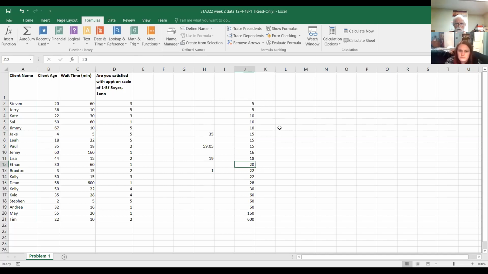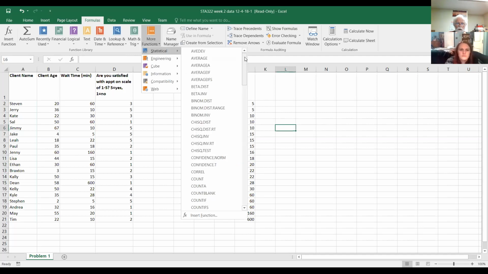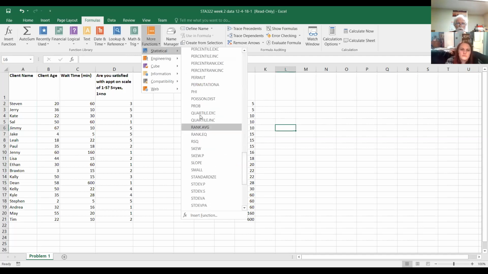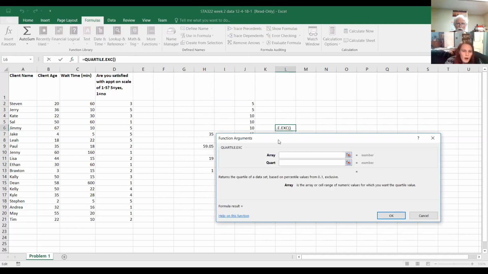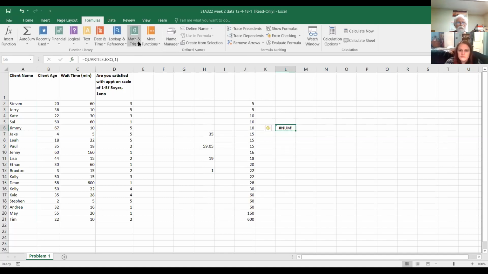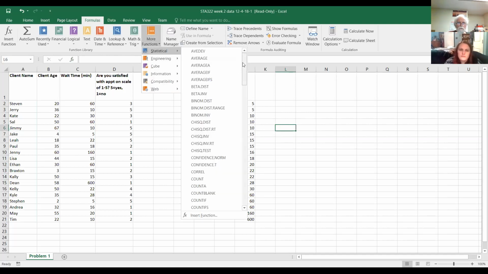But let's just look at the quartiles. Using the quartile function, we can actually calculate the quartiles. And we go to quartile, and what we want to do is calculate the first quartile. Oh, it didn't like that. It doesn't like that function. I got the wrong one. Excel can be tough to figure out some of these.